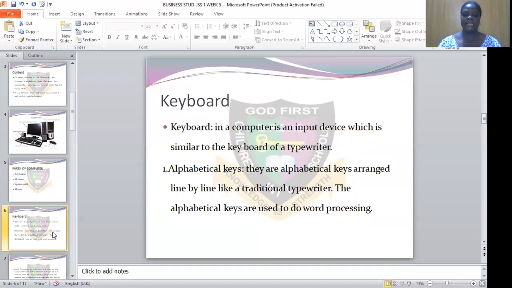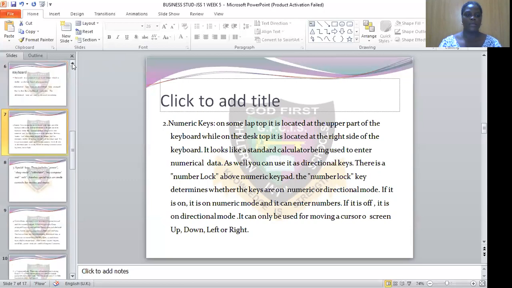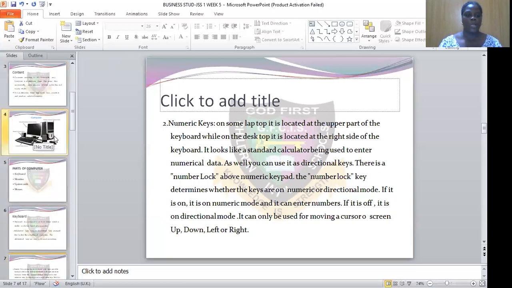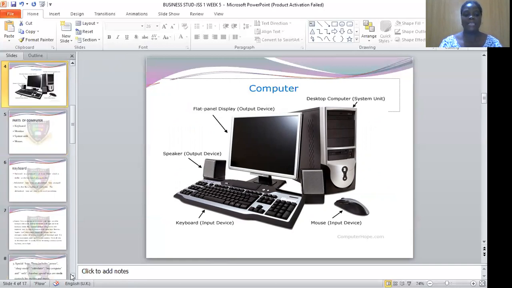The next one is the numeric key. The numeric key is usually located at the right hand side of the keyboard. Let's go to the example that I showed you before we come back to this one. These are the parts of the numeric keys we are talking about, at the right hand side of the keyboard. It is arranged there like a calculator that has numbers.